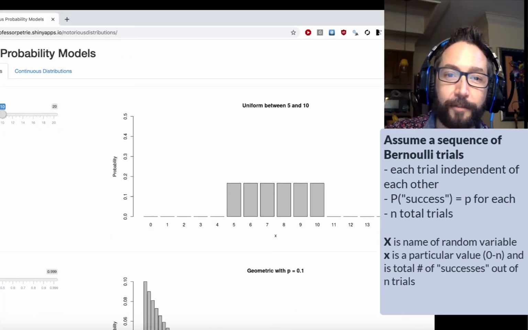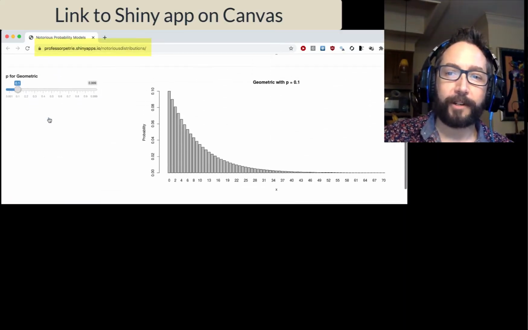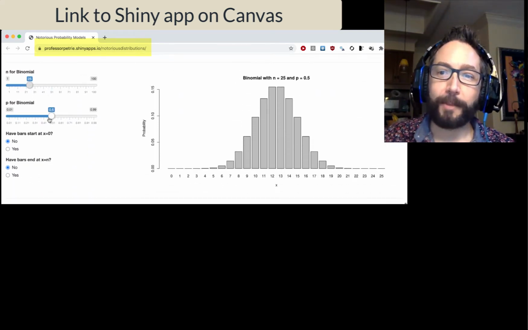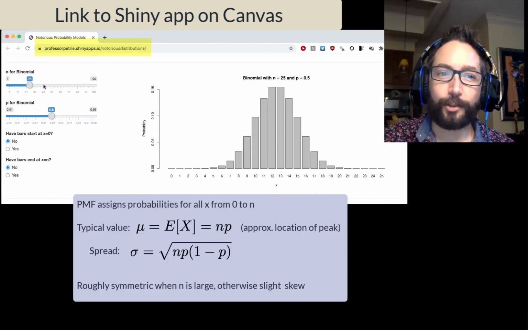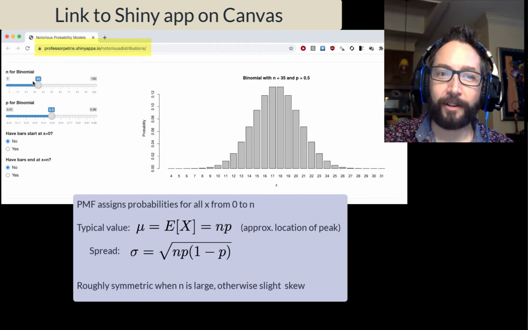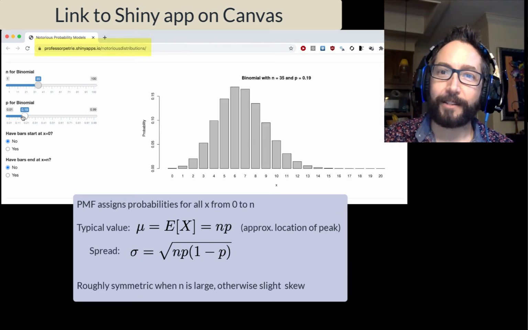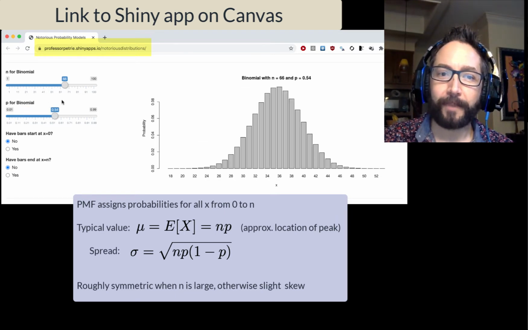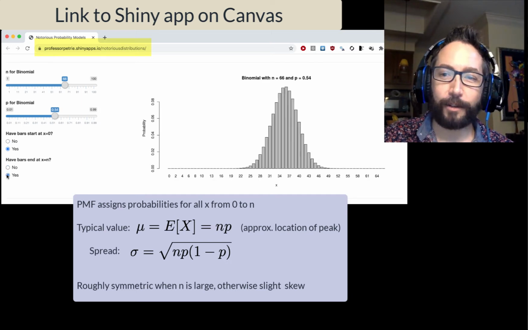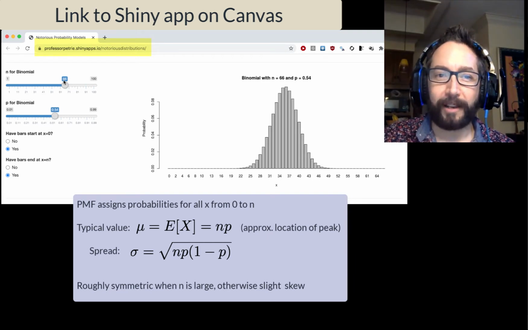Well, let's head on over to the Shiny app for our Notorious zoo, and we'll head down to the binomial distribution. This allows us to tweak the 2 parameters of the distribution, the number of trials that we're considering, and also the probability of success for each one of these trials. So there are some options for having the bar start at 0 and end at n, because we know that technically any value between 0 and n, including those 2 values, are possible. So I'm going to fix that to vary over the whole range of values, and we'll just see, well, what does this shape look like?